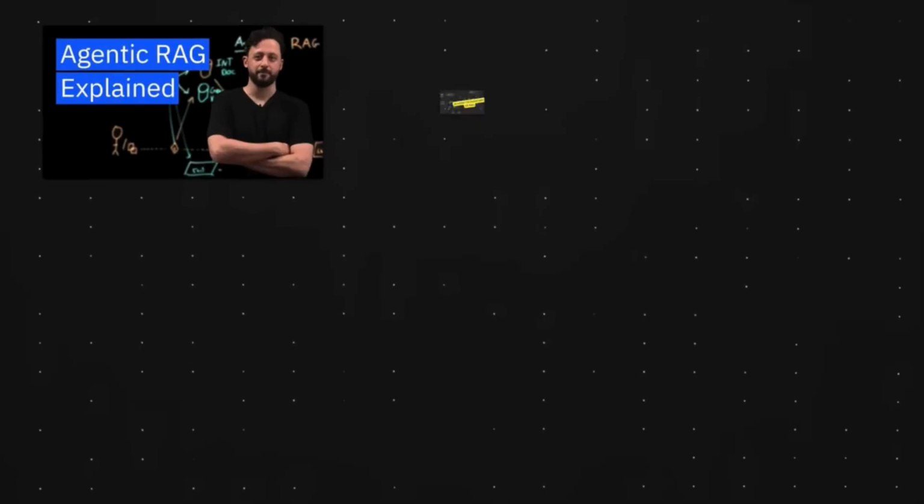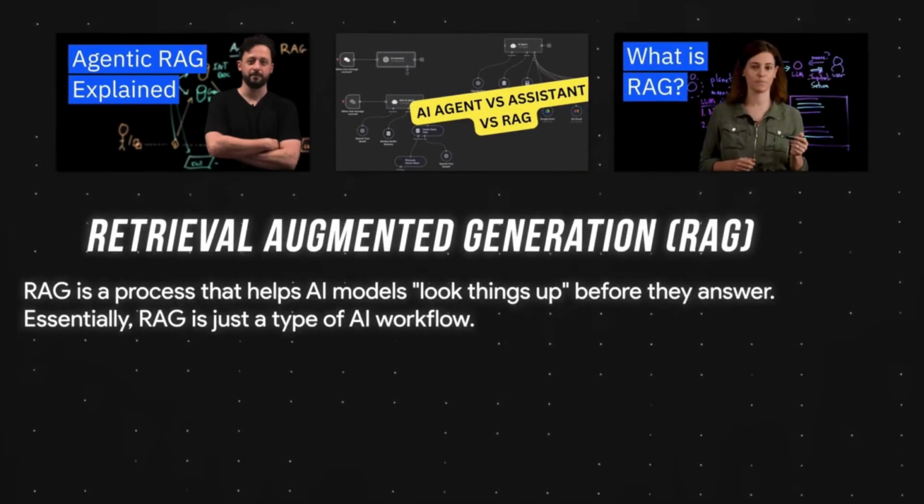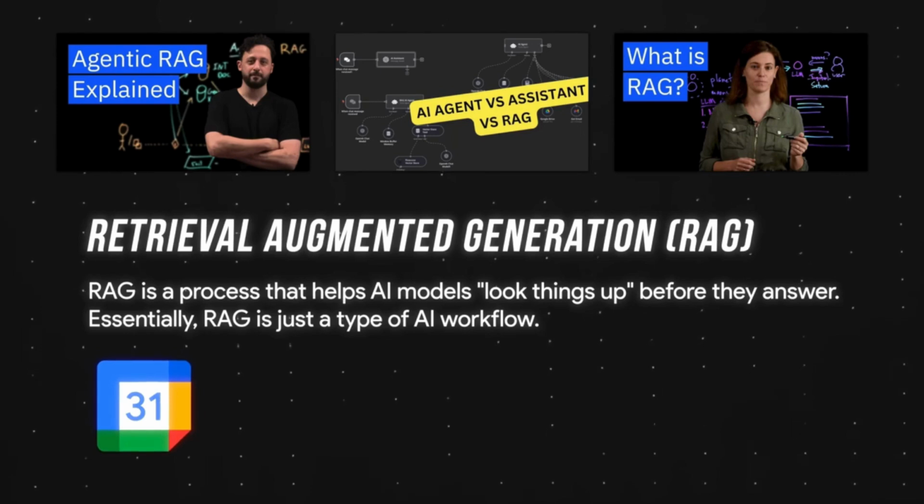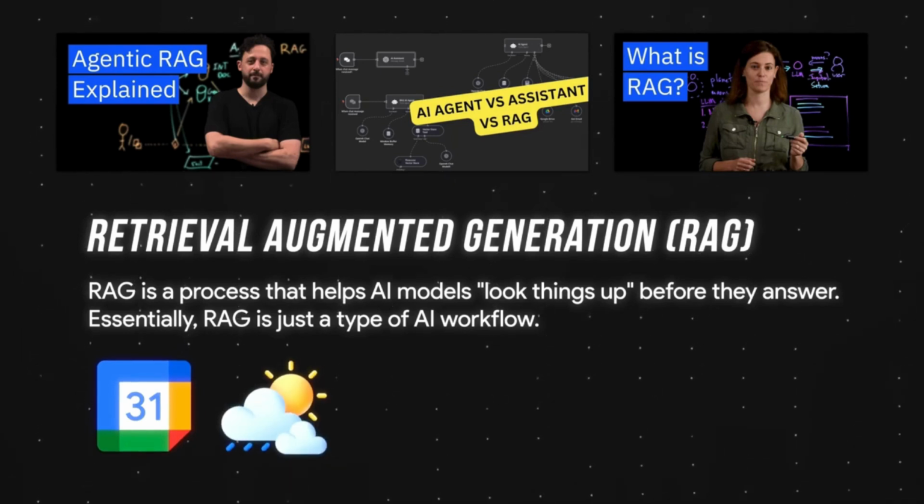Pro tip, retrieval augmented generation, or RAG, is a fancy term that's thrown around a lot. In simple terms, RAG is a process that helps AI models look things up before they answer, like accessing my calendar or the weather service. Essentially, RAG is just a type of AI workflow.